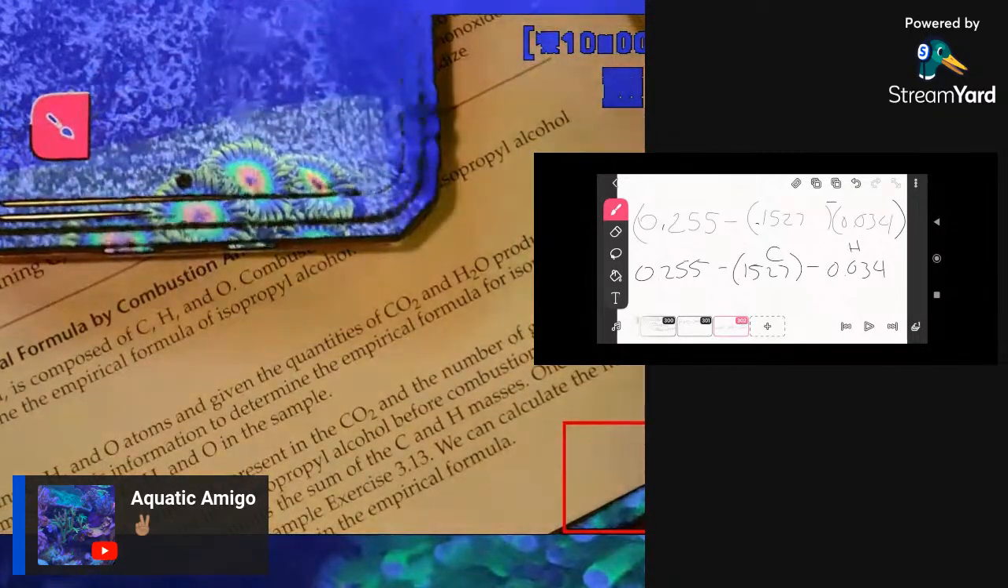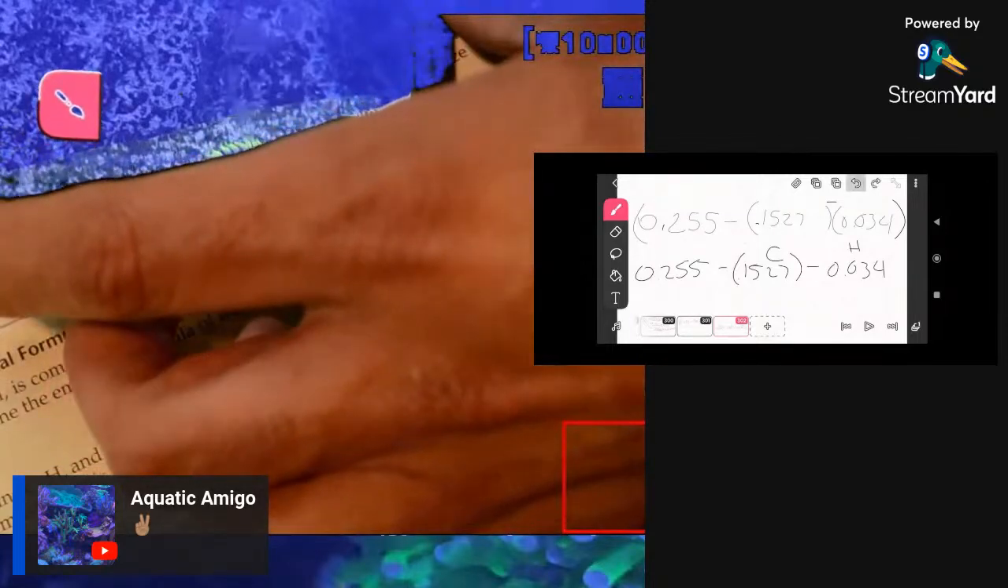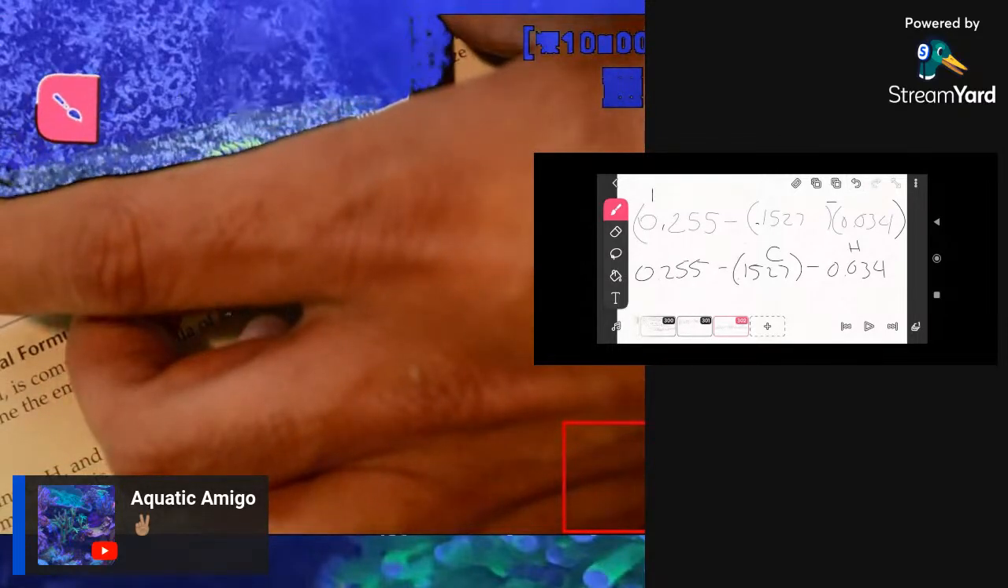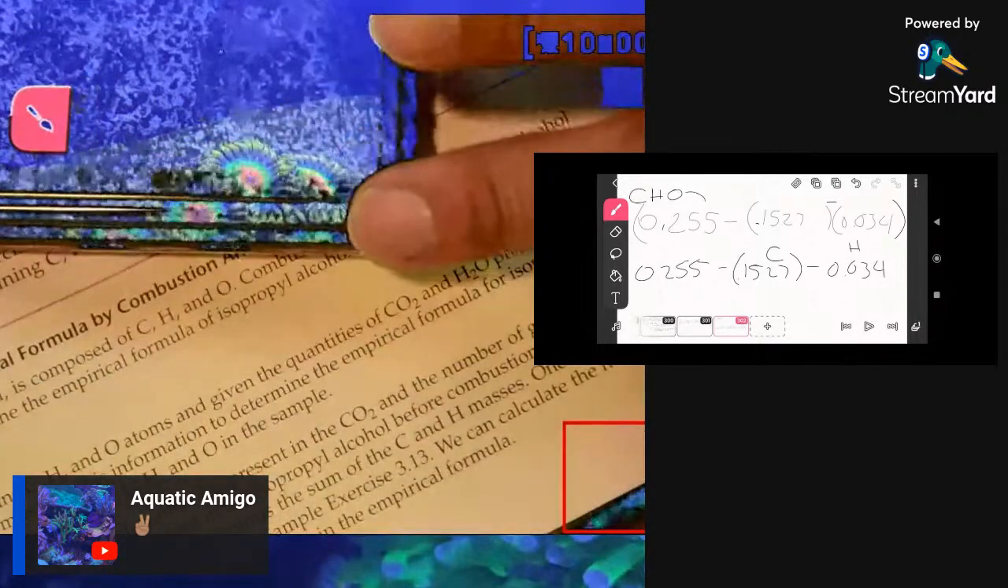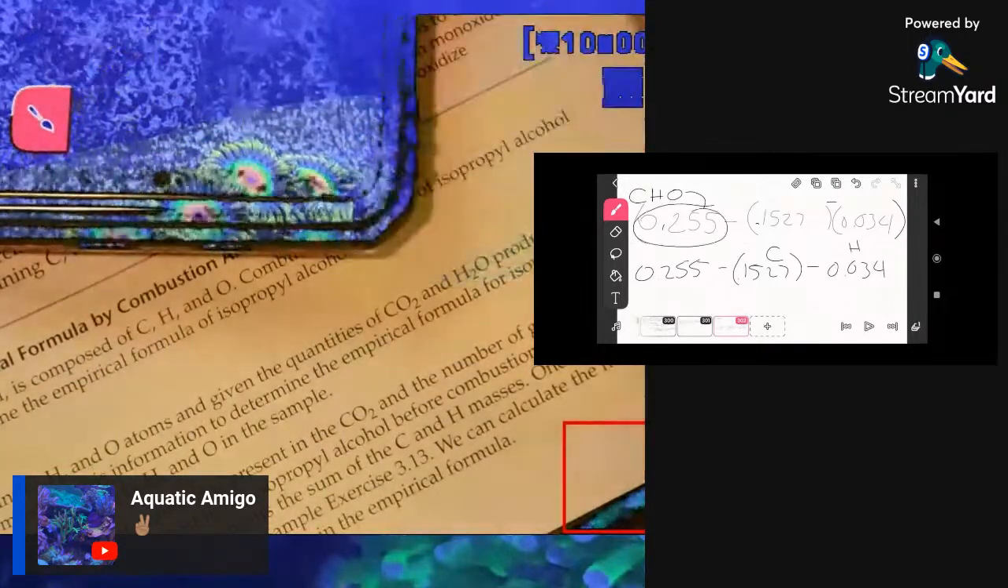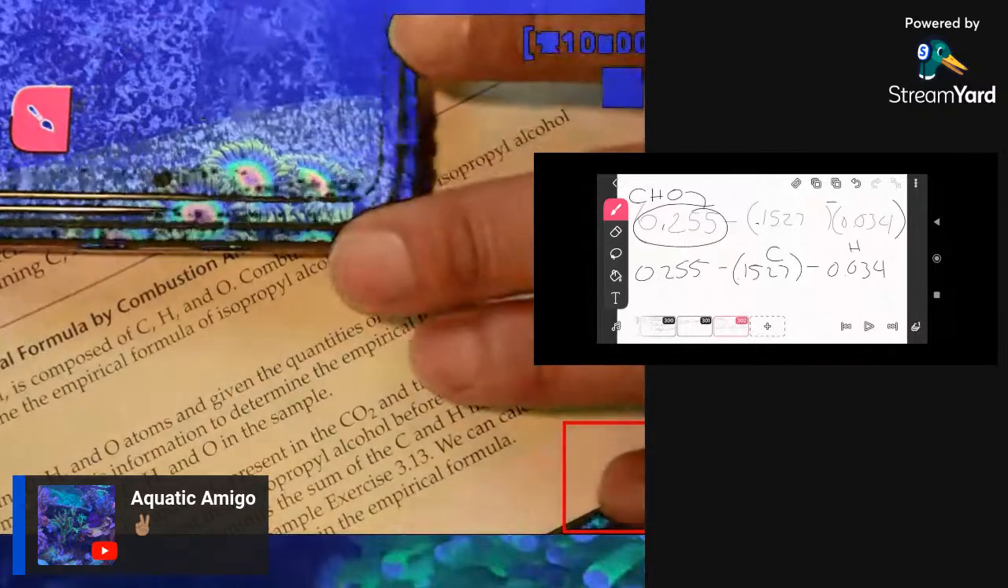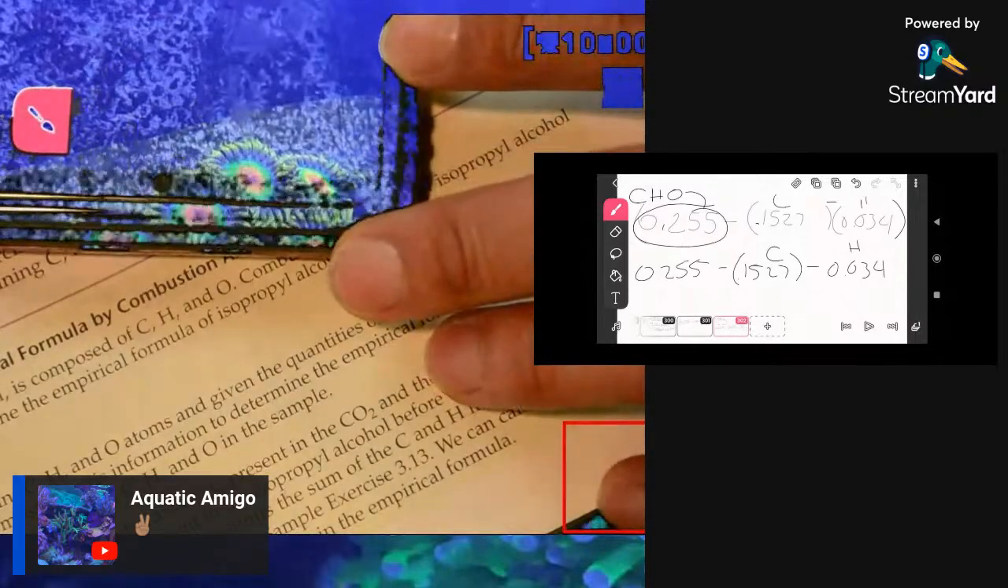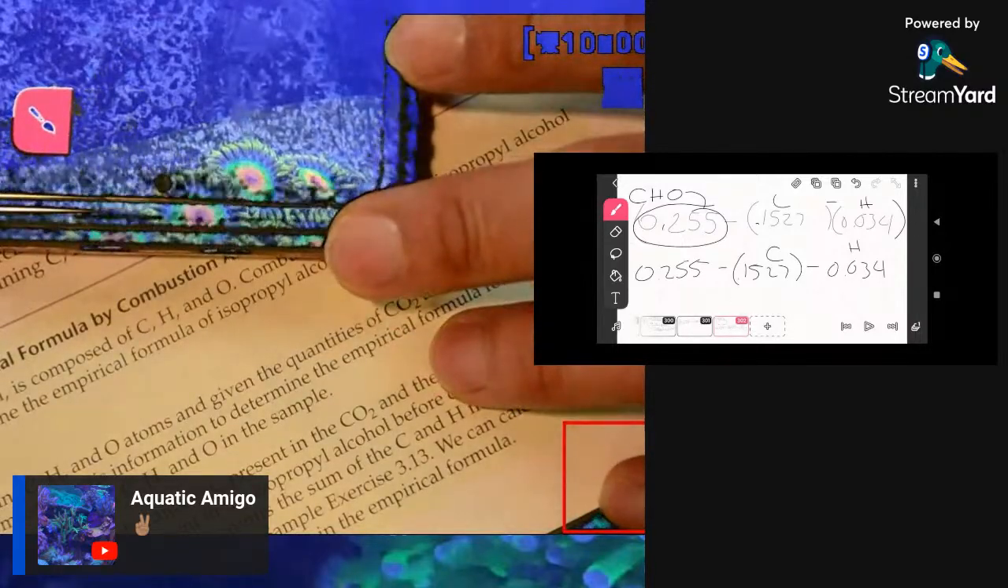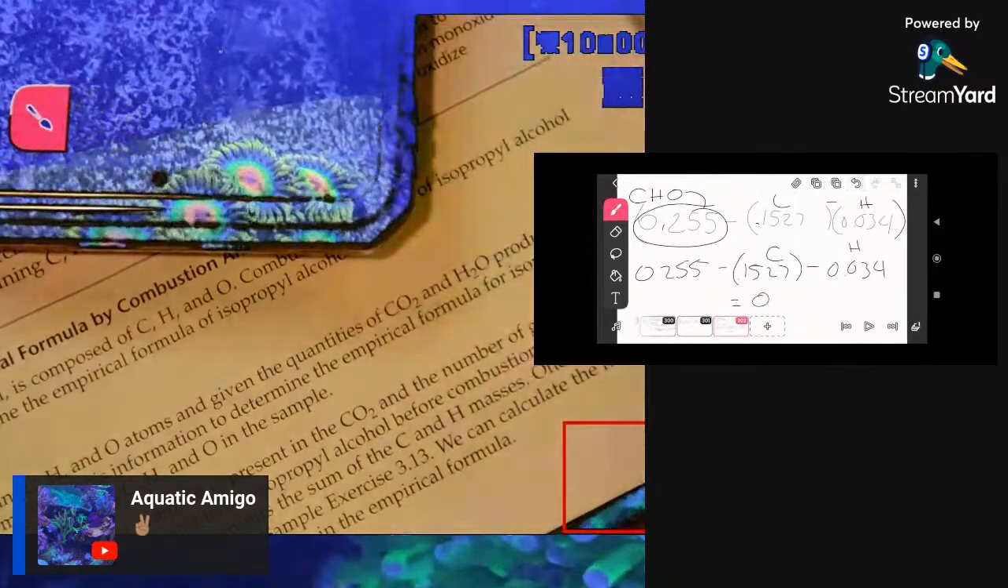And now we're trying to solve for oxygen. Oh, we don't know oxygen. This one right here is carbon, oxygen, and hydrogen. This is all three of them together. And then this one right here, this is just the carbon and this is the hydrogen, okay? And we're trying to solve for oxygen. See that? So now let's subtract that number.